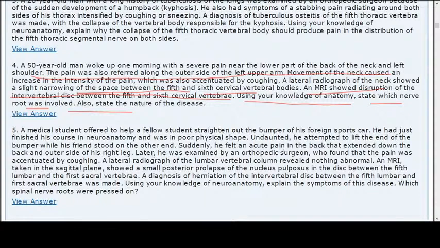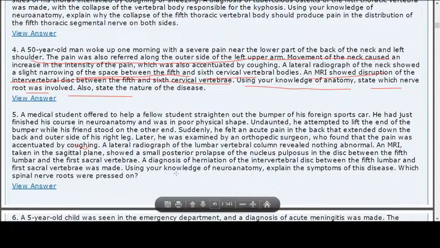He was examined by an orthopedic surgeon, who found that the pain was accentuated by coughing. A lateral radiograph of the lumbar vertebral column revealed nothing abnormal. An MRI taken in the sagittal plane showed a small posterior prolapse of the nucleus pulposus in the disc between the 5th lumbar and the 1st sacral vertebra. A diagnosis of herniation of the intervertebral disc between the 5th lumbar and the 1st sacral vertebra was made. Using your knowledge of neuroanatomy, explain the symptoms of the disease.